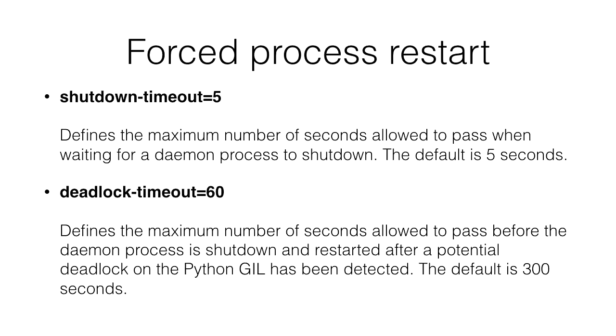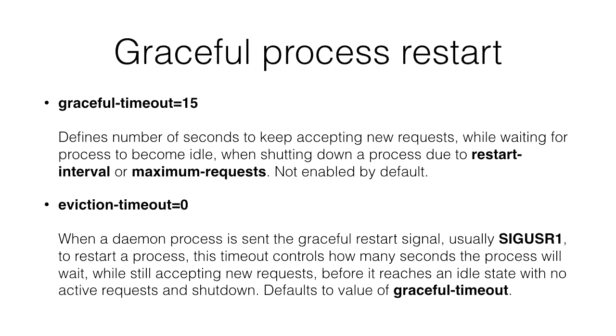Shutdown timeout and deadlock timeout. These are just timeouts which help you to kick out the process if, when shutting down, a process is actually hanging. So, graceful timeout.